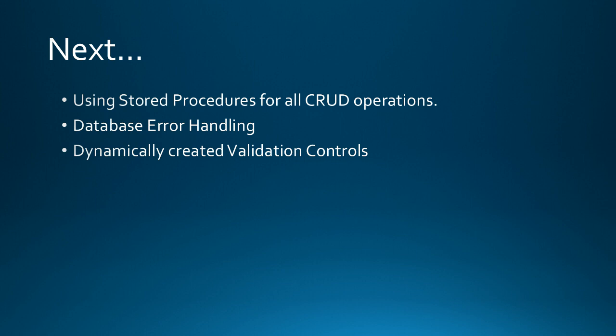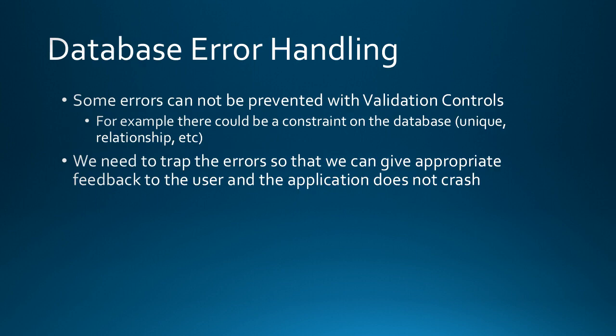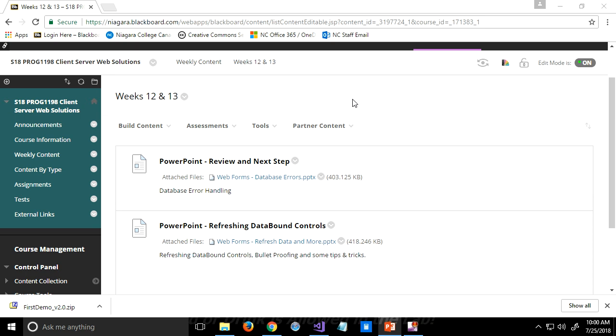Another issue we'll handle is what if something goes wrong in the database itself, right? How do we handle that? Violate a secondary index, unique constraint, or something like that, right? And then we'll also look at dynamically creating our validation controls. Okay. So database error handling, we'll get to that in a second. Let's get our new example up and going.